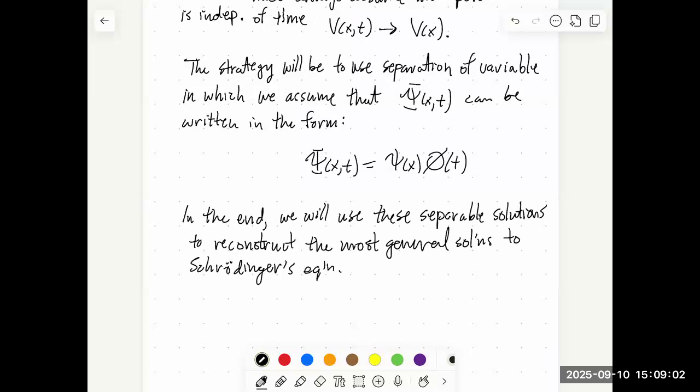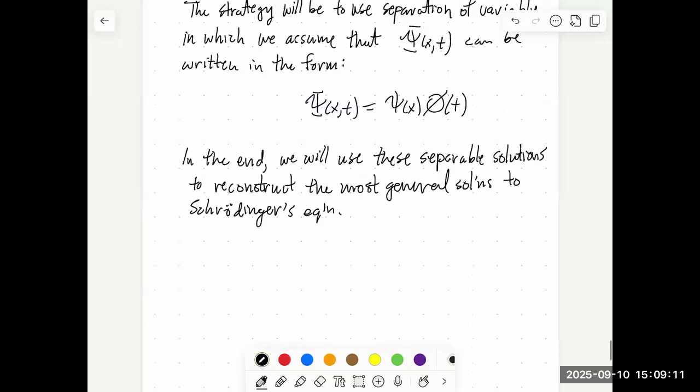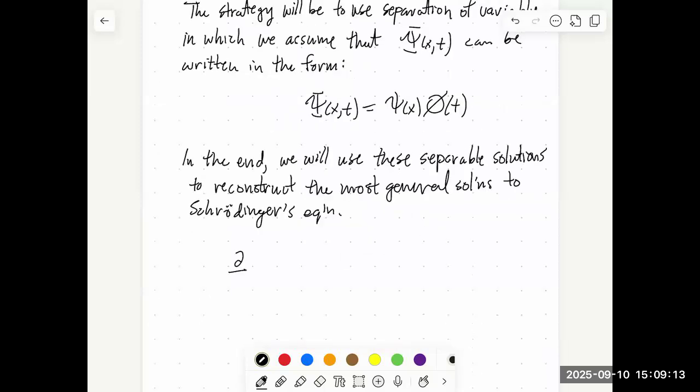Okay, so let's just jump in here and see what happens. On the left-hand side of Schrodinger's equation, we have a time derivative. So if we're going to use separation of variables, then the time derivative is only going to act on the time-dependent part.